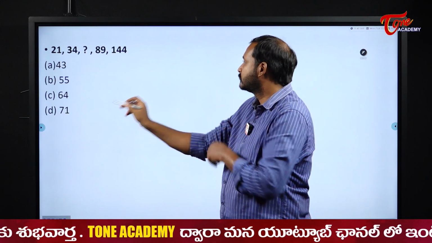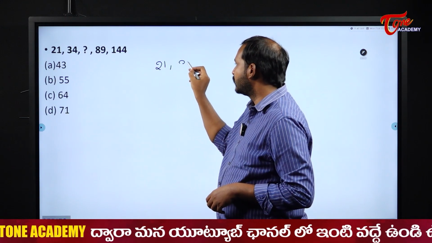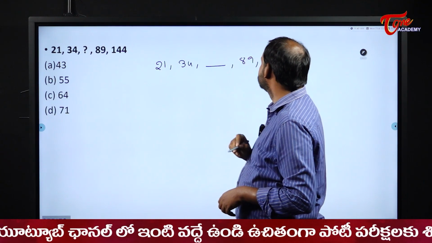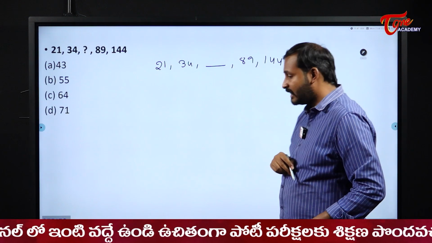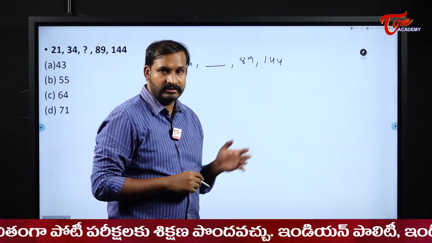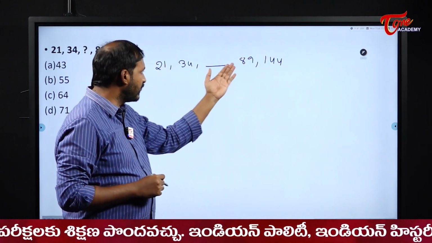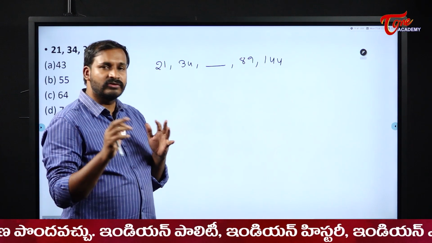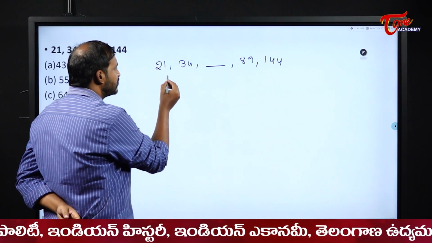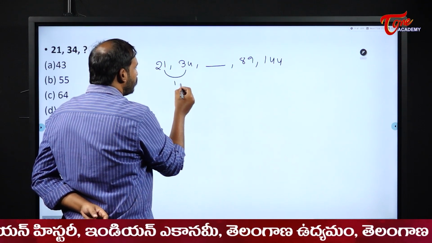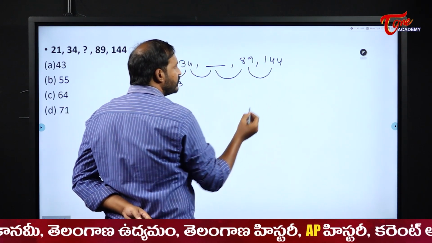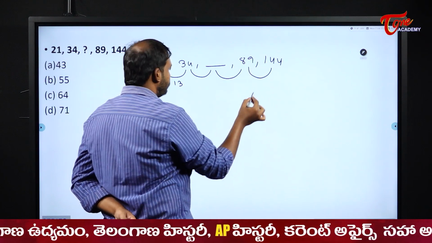21, 34, something, 89 and 144. Now, sir, 144 is 12 square. Yes, correct. But what is happening? Are the remaining numbers squares? No, sir. So, the squares logic is gone. Why? Because the other numbers are not squares. Now, try to write the difference here. What is the difference here? 13. We don't know what it is here, what it is here. But what is the difference here for me? 44 plus 11. It becomes what? 55.